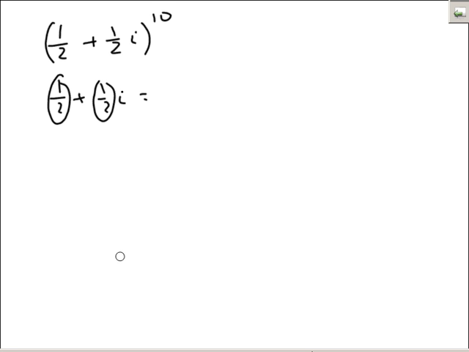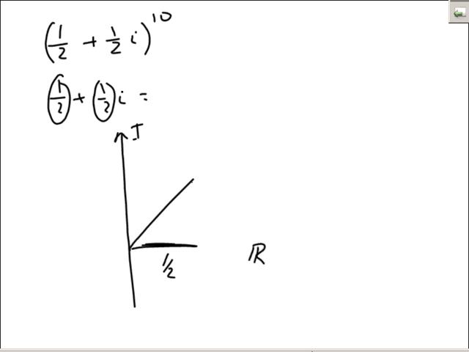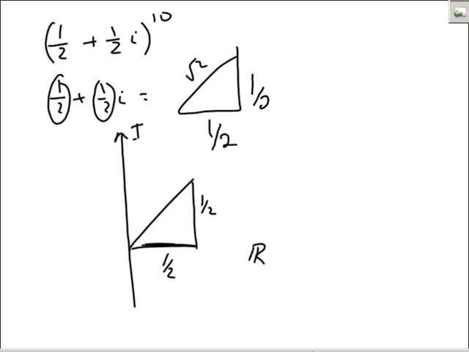So now, let's go to the real-imaginary plane. We have the reals, we have the imaginaries, and we go 1/2 to the right, and we go 1/2 up. Now, this should look like a triangle that we're somewhat familiar with, where these two sides are the same, and that's square root of 2. If somebody divides all the sides by 2, then we know the hypotenuse is square root of 2 over 2.